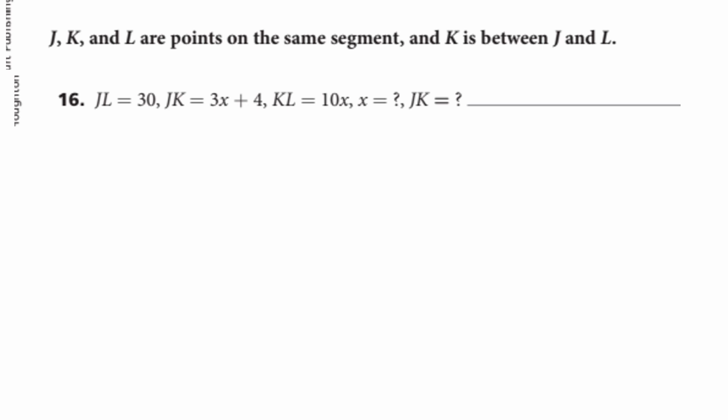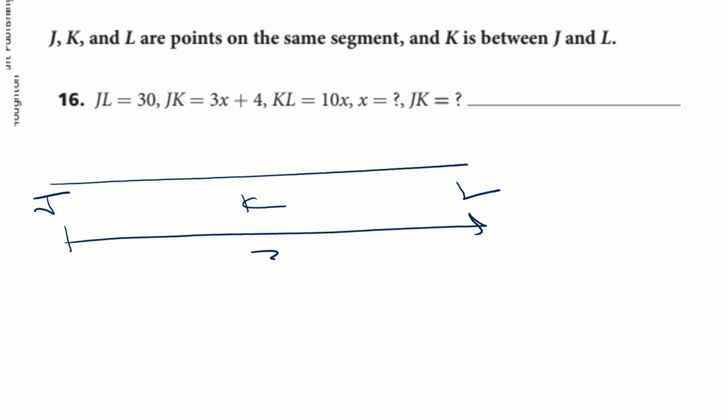Now next question, JKL again. So here we have J, we have K, and here we have L. Now JL is 30, and from here till here it is 30. JK is 3x plus 4 and KL is 10x. So first solve for x and then find out what JK is.